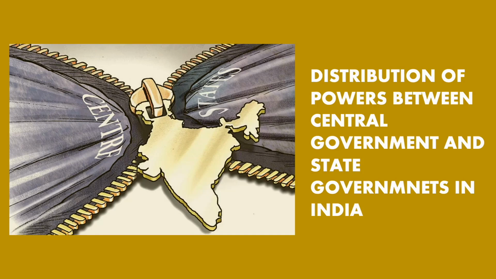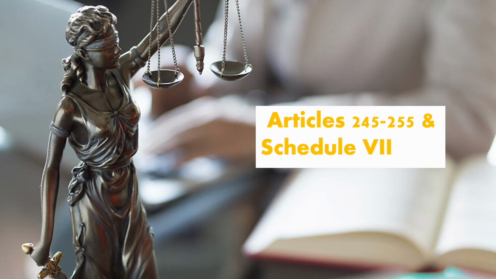Today we are going to dive into an interesting topic, the distribution of powers between the central government and the states in India. It's a very crucial aspect of a federal system that ensures a balance between national unity and local autonomy. So let's break it down. In our constitution, we have Articles 245 to 255 and the Seventh Schedule that outline how power is divided.